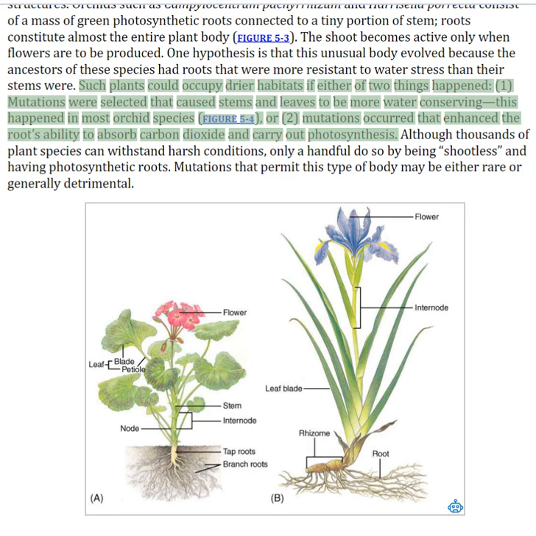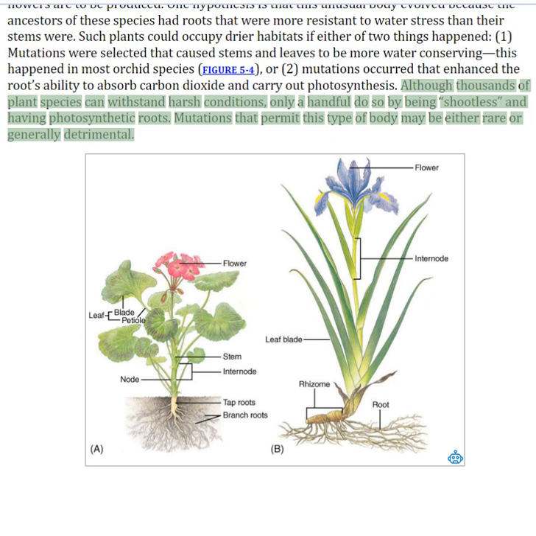Although thousands of plant species can withstand harsh conditions, only a handful do so by being shootless and having photosynthetic roots. Mutations that permit this type of body may be either rare or generally detrimental.